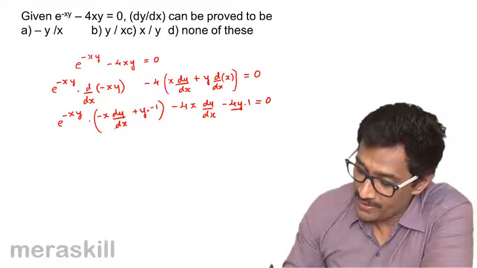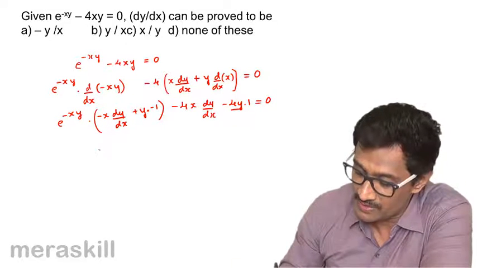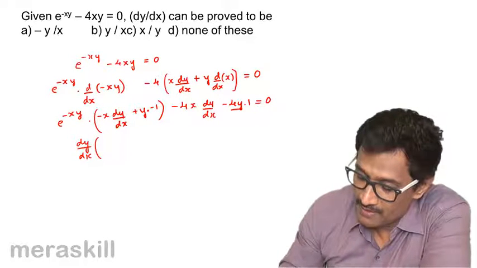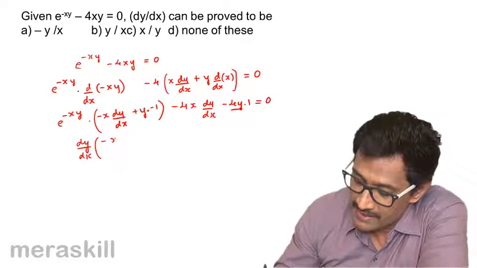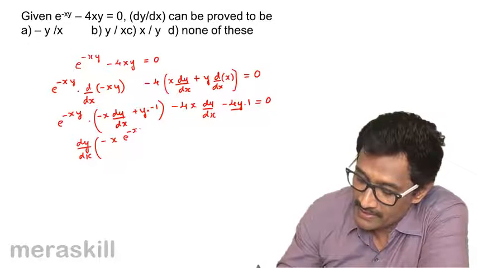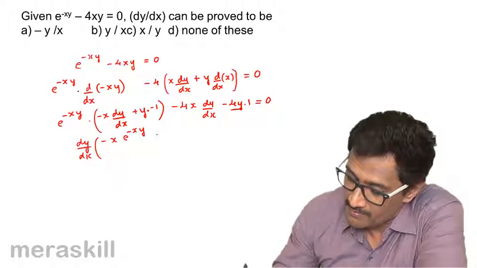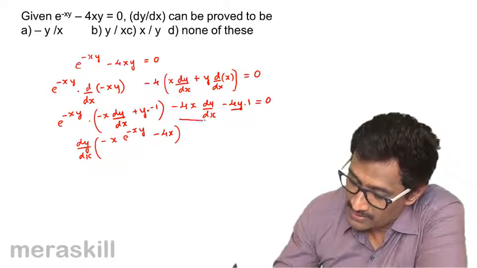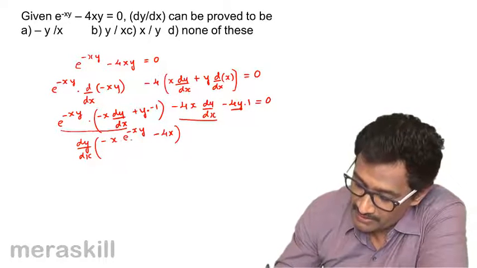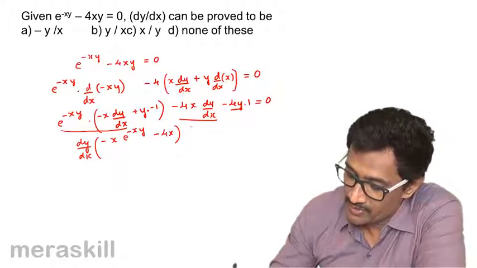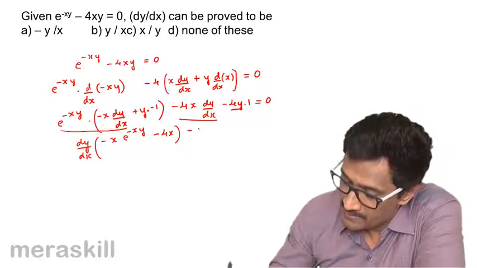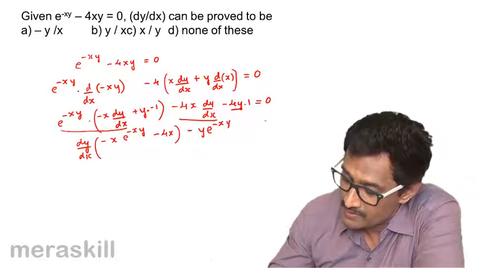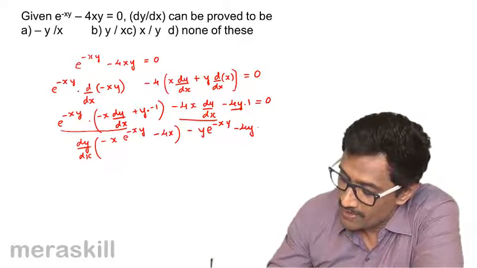So now we collect all the dy by dx terms. It's going to be dy by dx. There will be one term over here, minus x into e raised to minus xy minus 4x. So this term and this term are taken together. The next is going to be minus y into e raised to minus xy. If you open this bracket into this, minus 4y is 0.